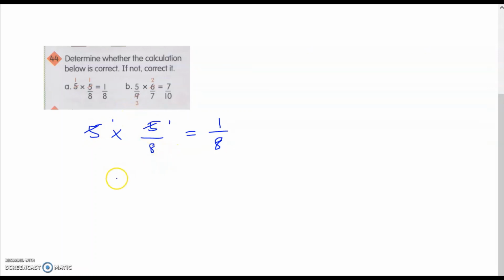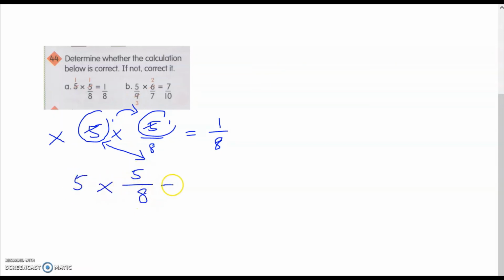Okay, where is the problem here? Now, he's taking this 5 to simplify with this 5. Okay, you cannot do that. You can only simplify with the number 8, with the number below. You cannot simplify with 5. So instead, you should... Okay, now 8 and 5 we cannot simplify because they are not in any times table together.